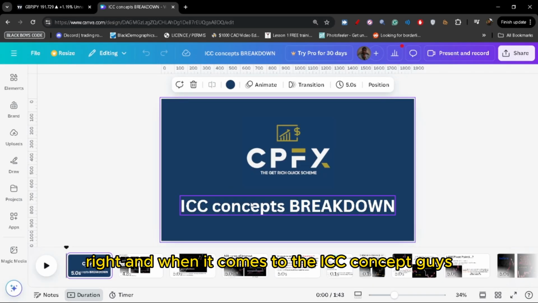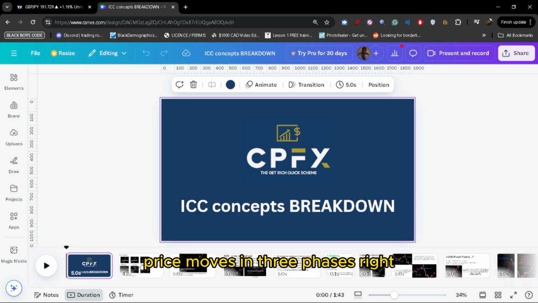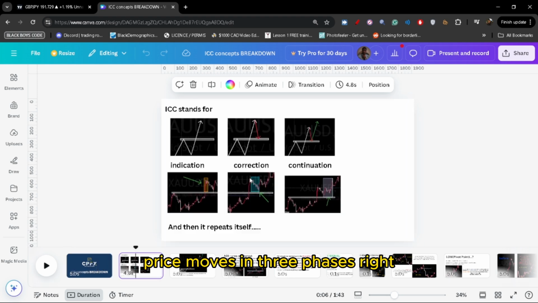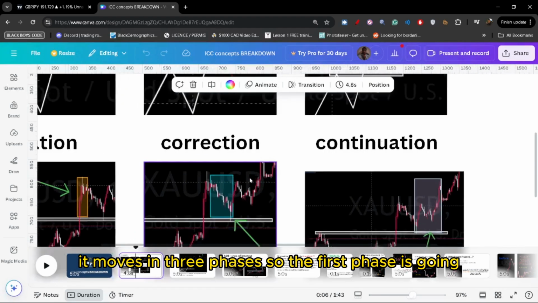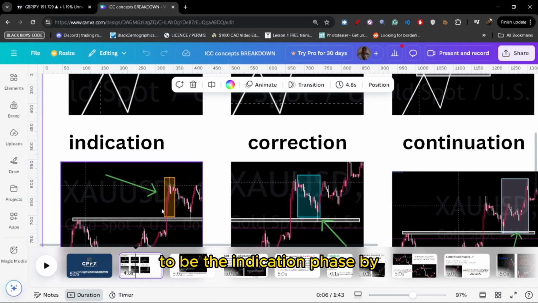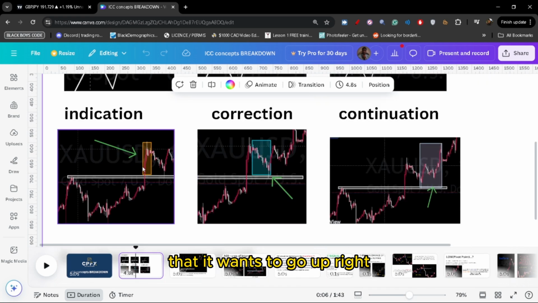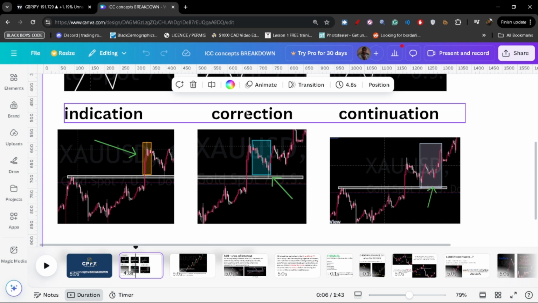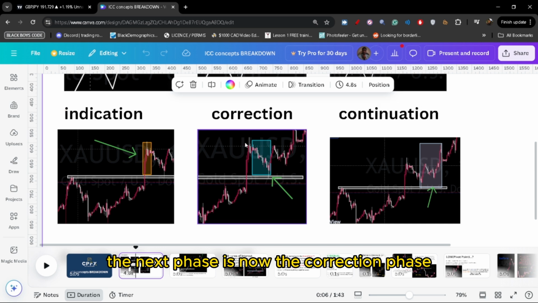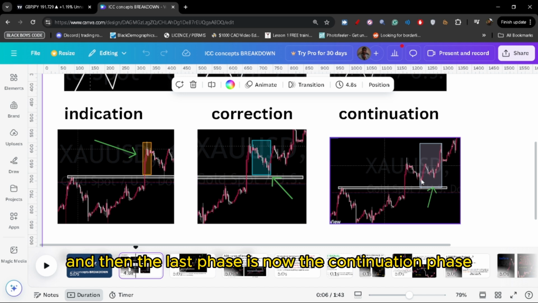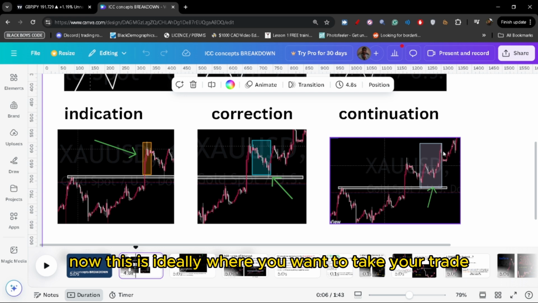When it comes to the ICC concept, guys, price moves in three phases. The first phase is going to be the indication phase, right? So this right here. Price is giving us an indication that it wants to go up. The next phase is now the correction phase, so price retesting that area of interest. And then the last phase is the continuation phase. Now, this is ideally where you want to take your trades.